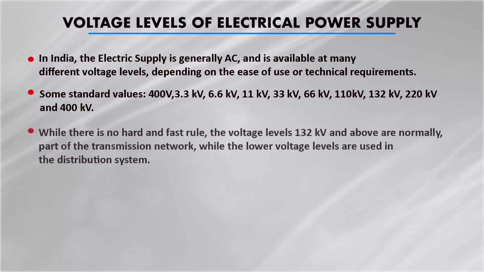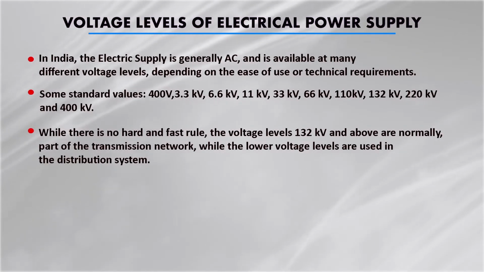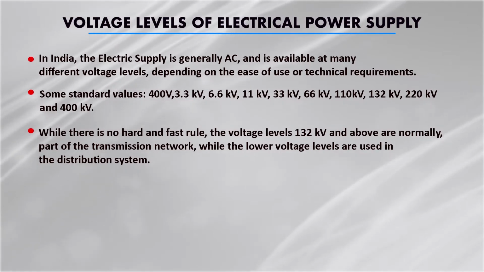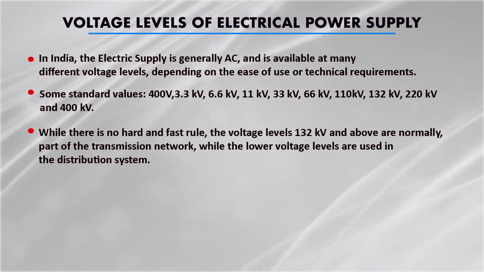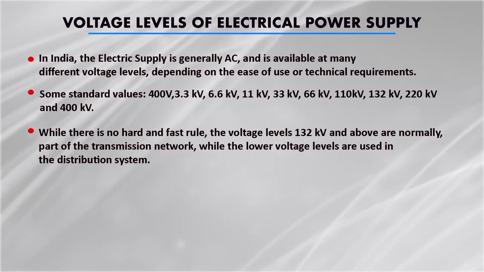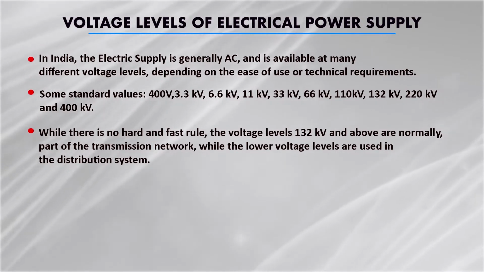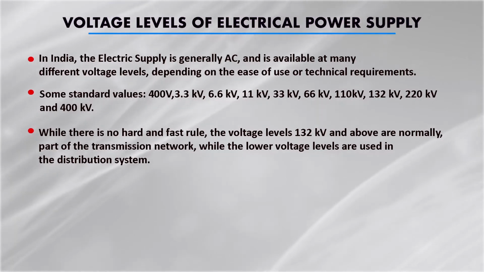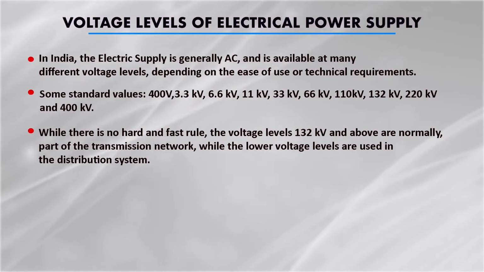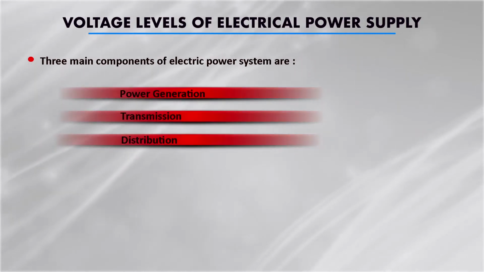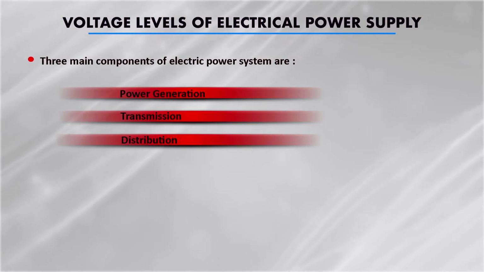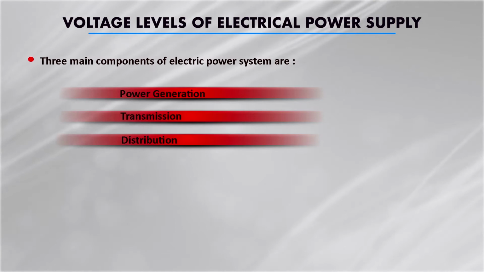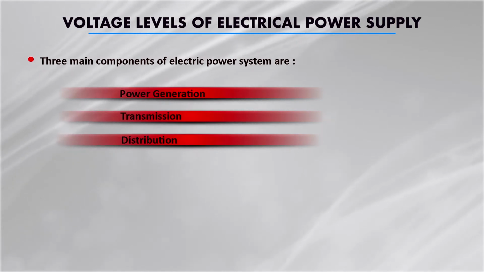But generally the voltage levels of 132 kilovolt and above are part of the transmission network. That means high voltages are considered for the transmission of power supply. Why? I will tell you later. Then lower voltage levels are used in the distribution system. So these are power generation, power transmission and power distribution, the basic 3 components of the electrical power system.